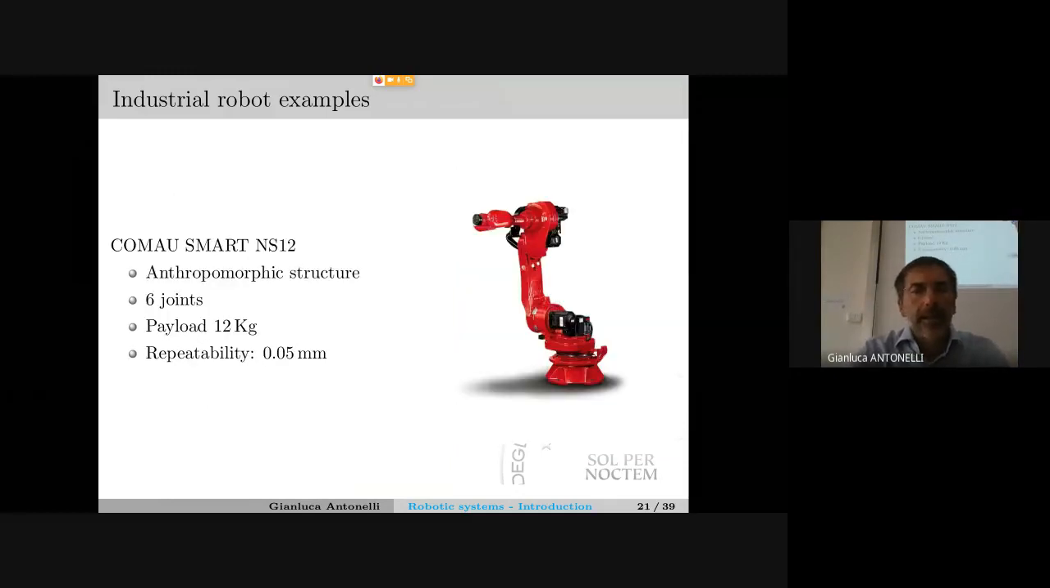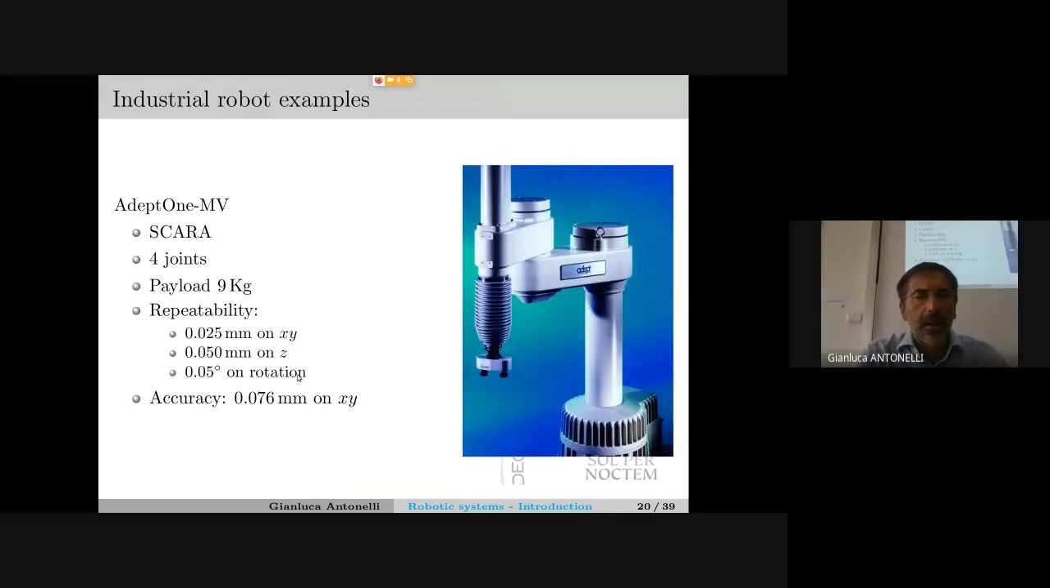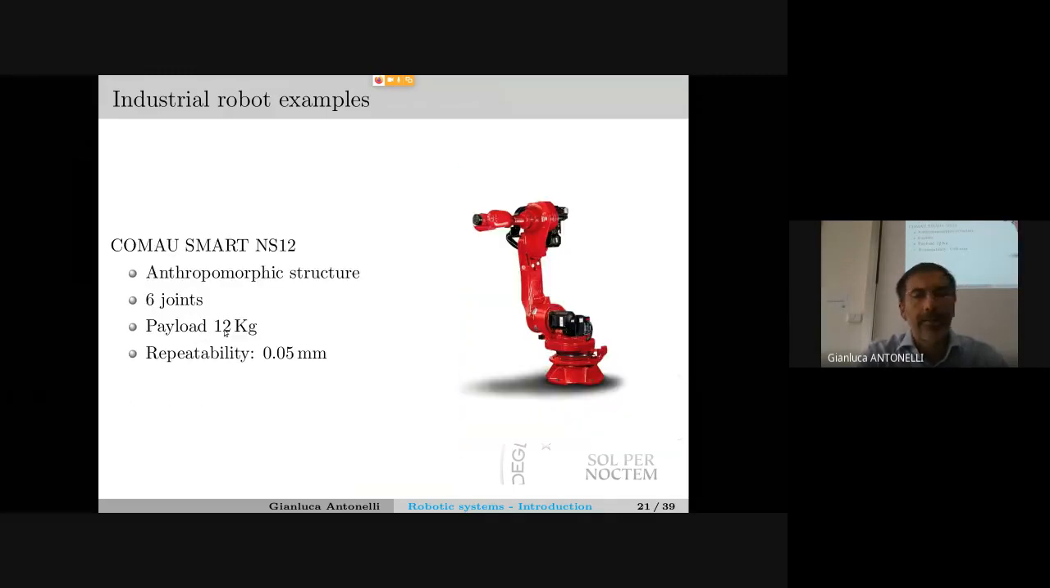This guy has a payload of 12 kilo. Is it huge? No, it's not huge. There are bigger robots, but I mean, it's 2 meters high. And repeatability is more or less the double of this one. Okay?